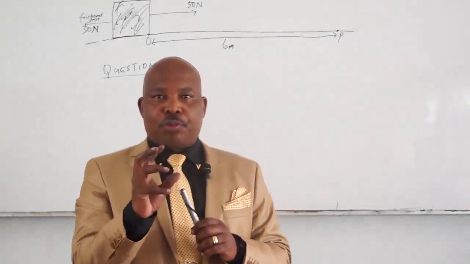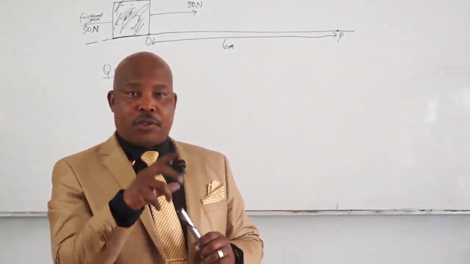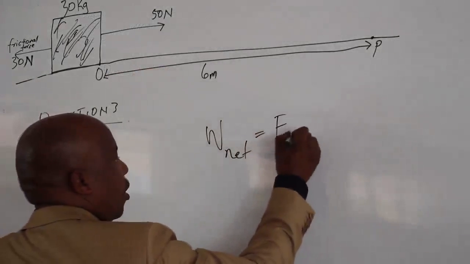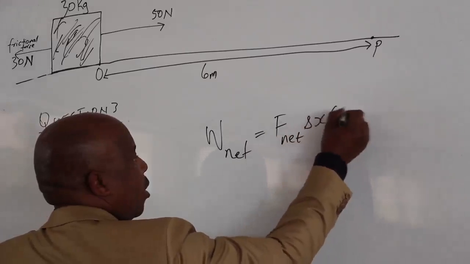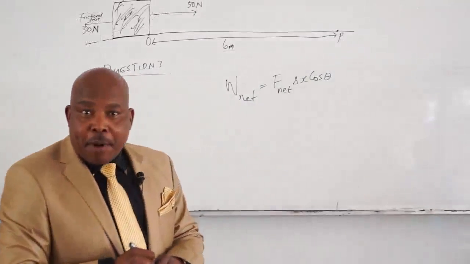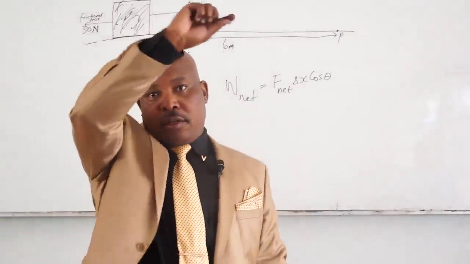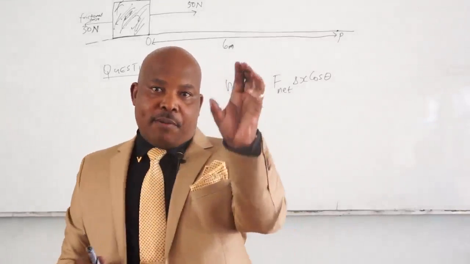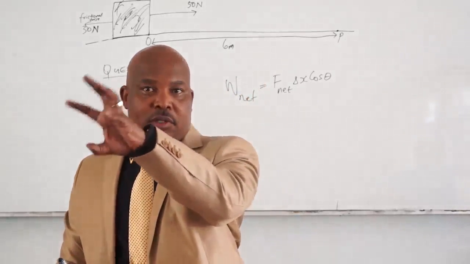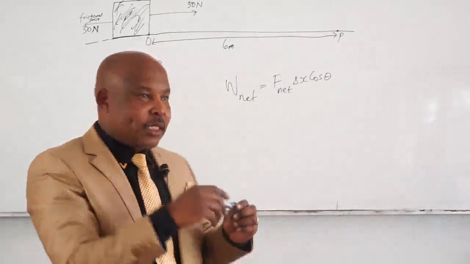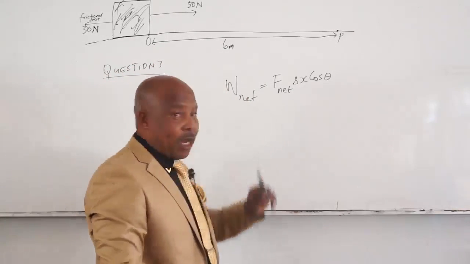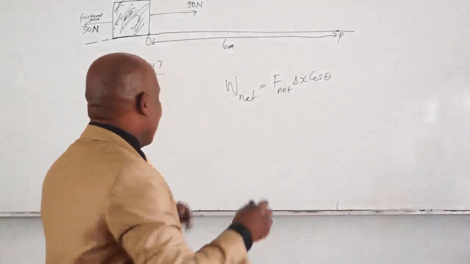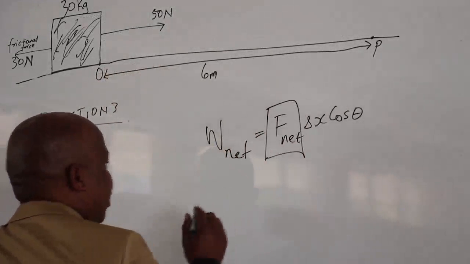First, what do we want to prove? Net work done on the box. Right. The formula is W net equal to F net delta x cos theta. Remember, on the formula sheet, the first thing on the work energy power on the formula sheet that they give you when you write exam is W equal to F delta x cos theta. Now, if you want F net, you just put net, applied, and so on. I'm not going to go in details in that one. But what is happening now is, I want F net.